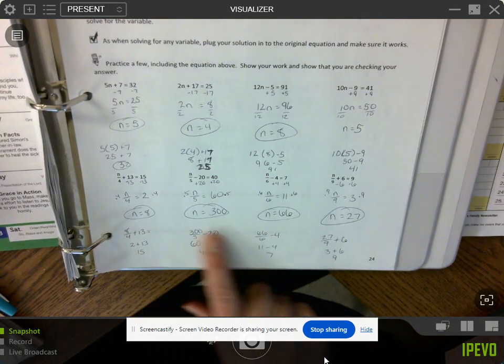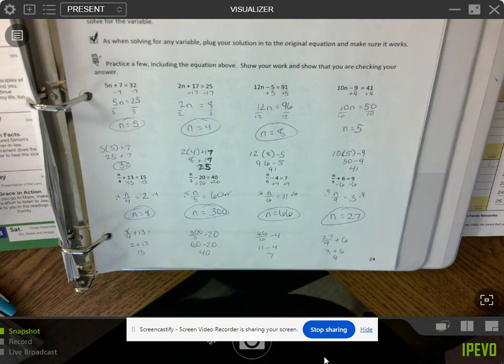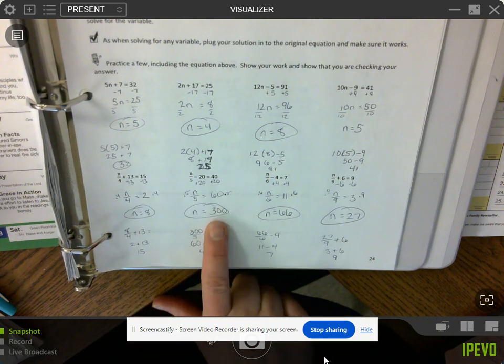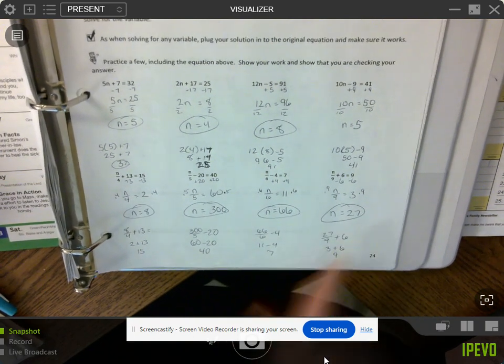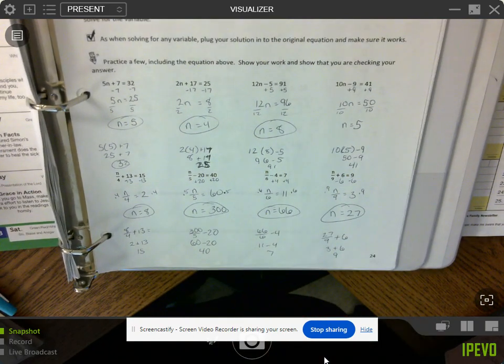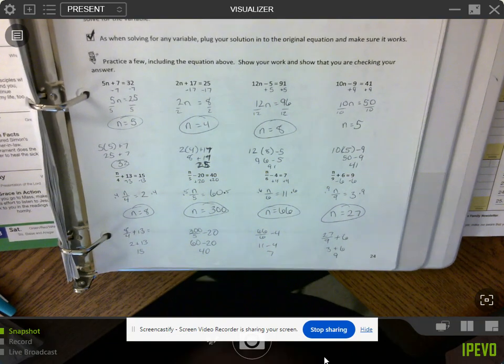Any questions on how I got any on the bottom row? Again, that was 8, 300, 66, and 27. We understand those ones? Amanda.